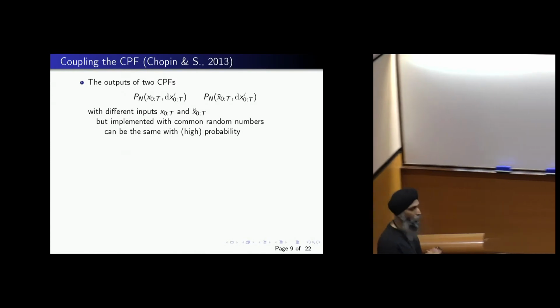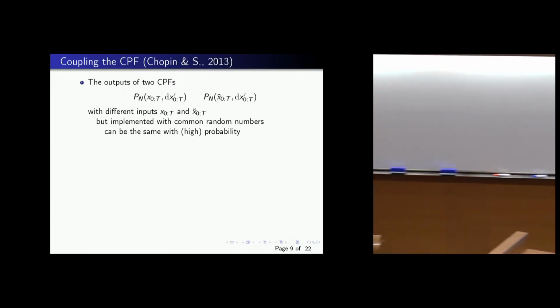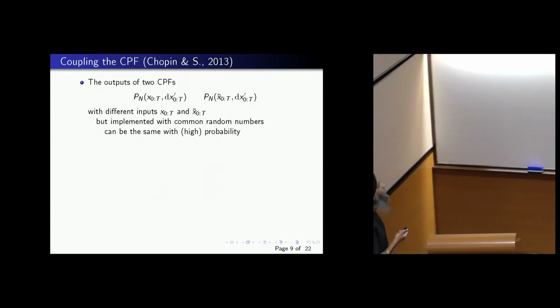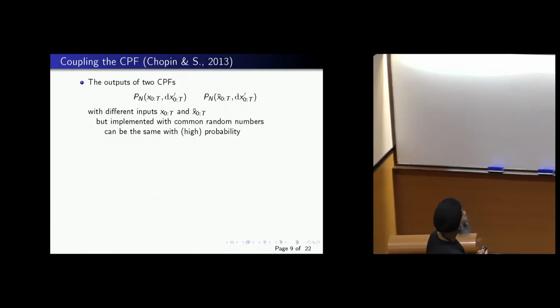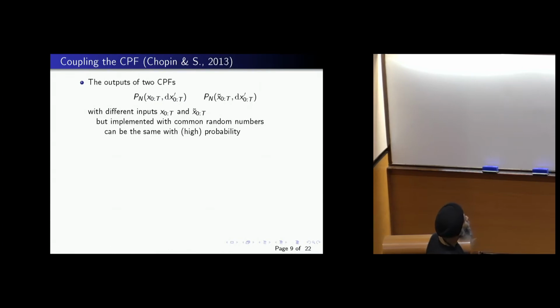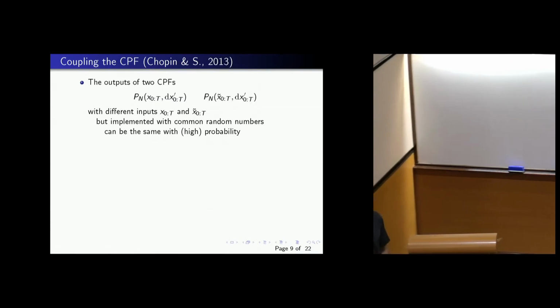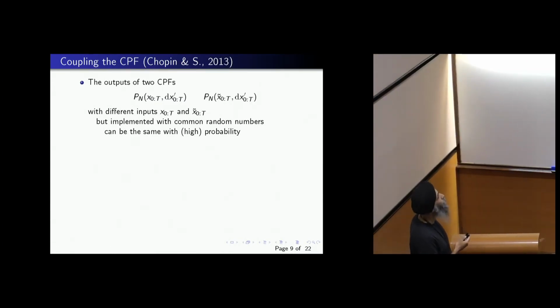The coupling technique, the analysis is messy. If you look at the papers, the analysis is quite messy. That doesn't mean it's clever, it's just messy. The analysis is messy, but algorithmically it's super simple. You can just say, I'm going to implement two conditional particle filters with common random numbers. If you want to couple anything, the first idea that comes to mind is common random numbers.